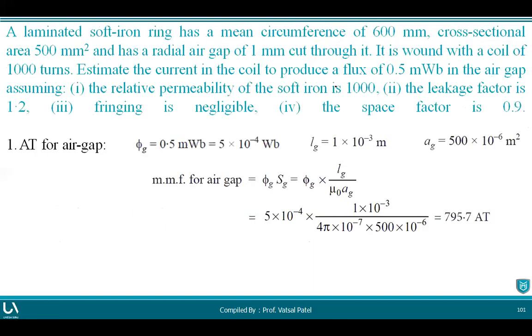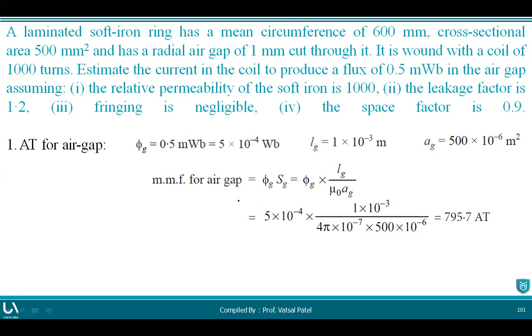Now, this is another example, in which we have to identify certain parameters. First of all, understand the question very carefully. A laminated soft iron ring has a mean circumference of 600 mm. The cross-sectional area is given as 500 mm square, and a radial air gap of 1 mm is cut through it.